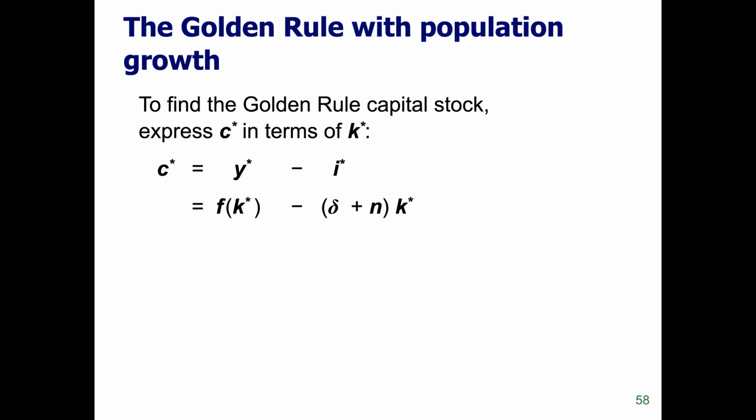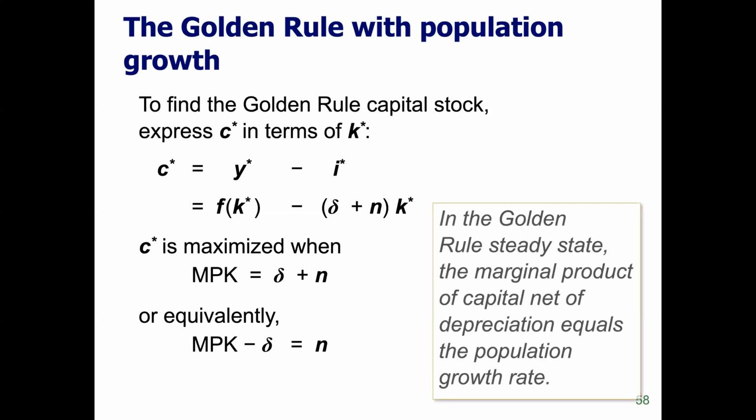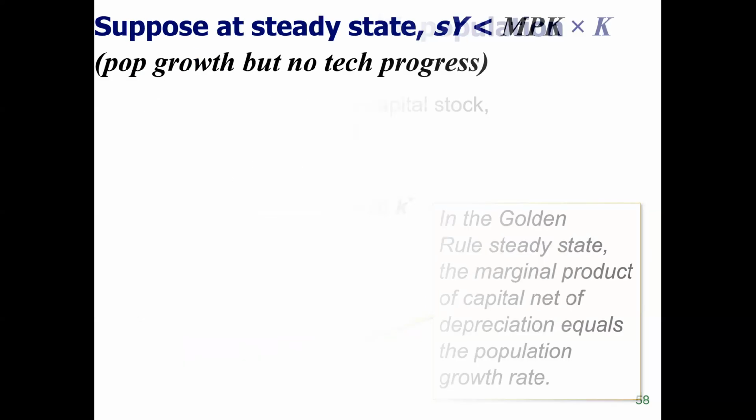Okay, a lot's the same, but instead of delta, we have delta plus n. Now, consumption per worker in the long run steady state is maximized when the marginal product of capital equals not delta, but delta plus n, the depreciation rate plus the population growth rate. Equivalently, the marginal product of capital net of depreciation should equal the population growth rate. And that's interesting because the marginal product of capital minus the depreciation rate in some simple models is equal to the real interest rate.